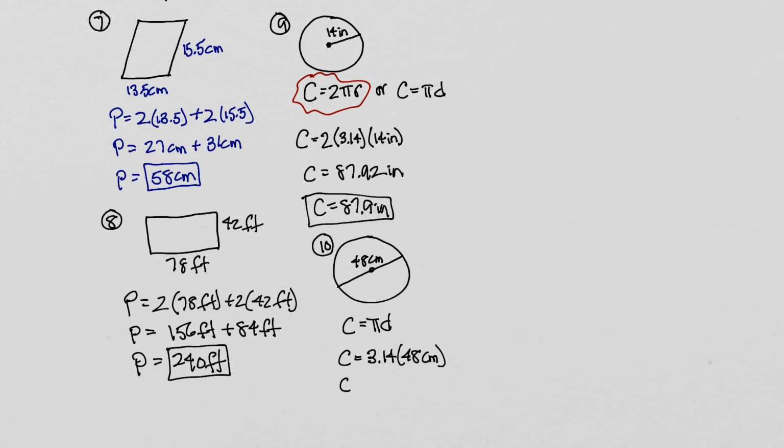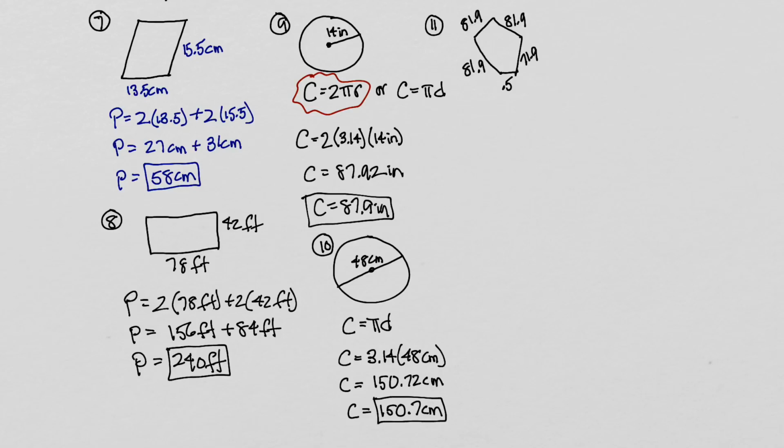Again, we're going to approximate it with 3.14 times that 48 centimeters. Now when I multiplied this on my calculator, I got 150.72 centimeters, but the problem is asking us to round to the nearest tenth. So let's write this as 150.7 centimeters for that circumference.